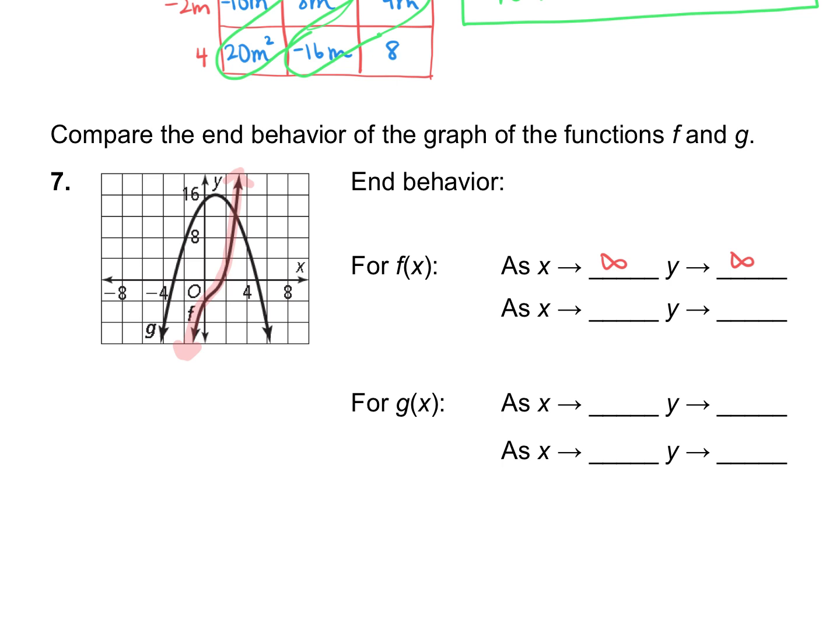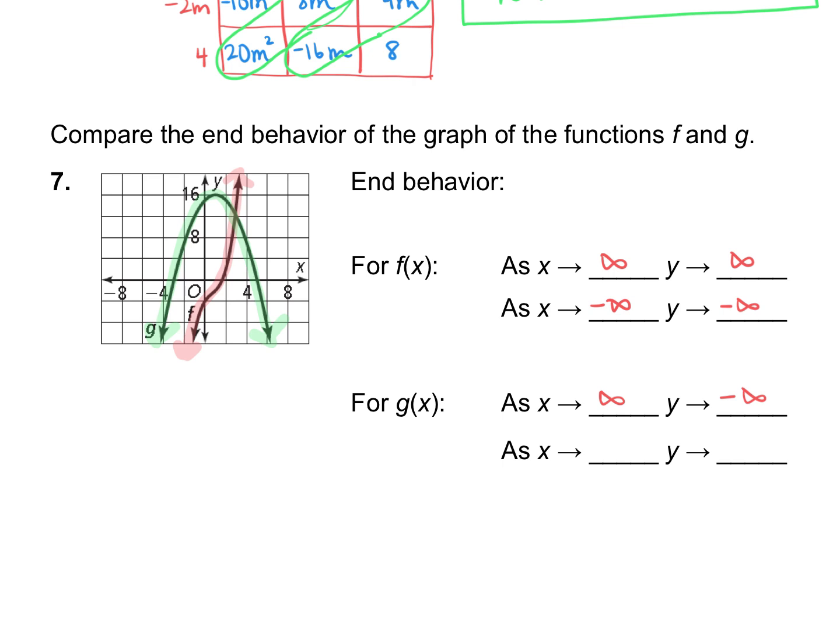As x approaches negative infinity is the left side of our graph. So on the left side of our function, that's going to be this side over here, it's going down, so that is approaching a negative infinity. All right, so for g of x, here's our g of x right here. So as x approaches infinity, the right side of our graph, our y's, which is our function, on the right side is going down, so that approaches a negative infinity.